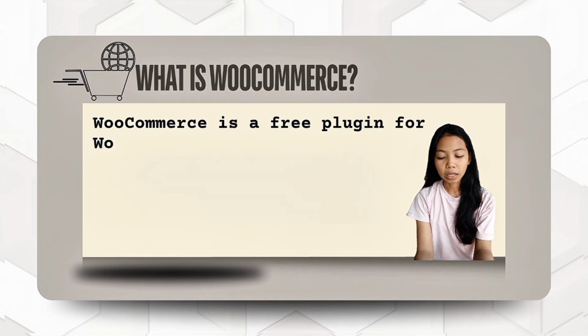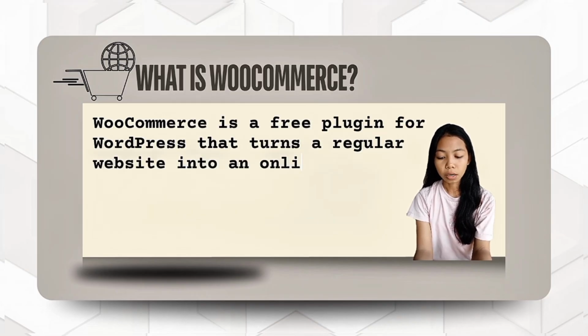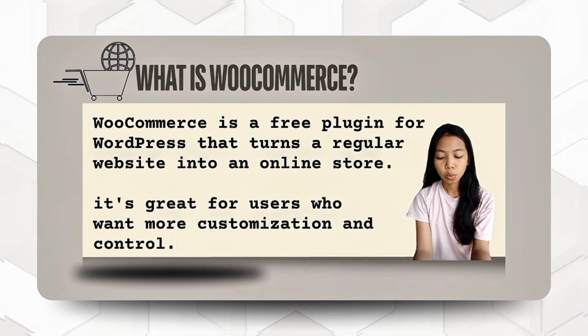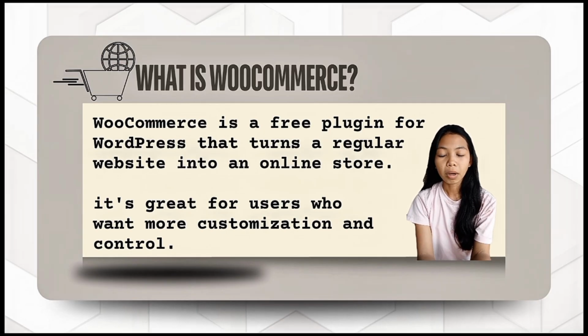WooCommerce is a free plugin for WordPress that turns a regular website into an online store. It's great for users who want more customization and control. So this means a normal WordPress site can only show information, just like a blog or simple page. But when you install WooCommerce, the site can now sell products, accept payments, and manage orders. It's perfect for people who want full control over their design, features, and store functions.